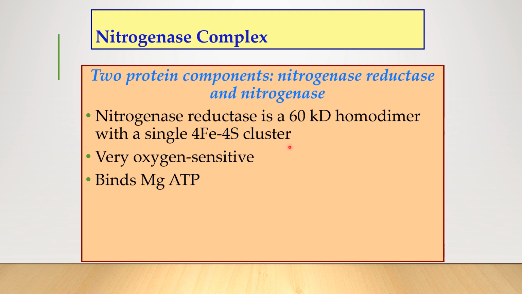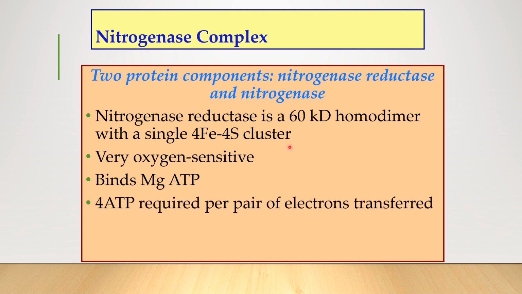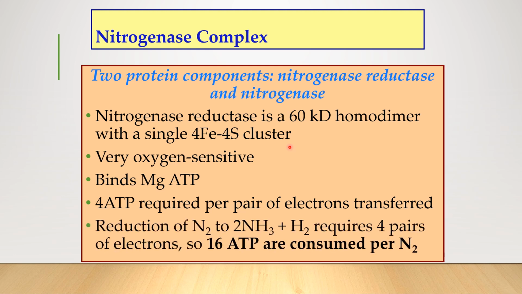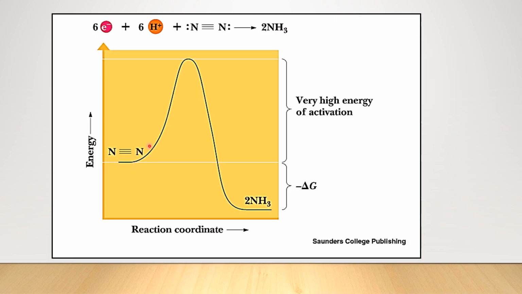It binds magnesium ATP, and 4 ATP are required per pair of electrons to be transferred. And the reduction of nitrogen to ammonia plus H2, the end product is ammonia plus H2, requires 4 pairs of electrons and 16 ATP. They are consumed per nitrogen, as we have seen previously. And as I told you, the triple bond has to be broken and then ammonia has to be formed. So there is an activation barrier, very high activation energy is required. That's why it requires lots of ATP, 16 ATP, to cross this activation barrier.